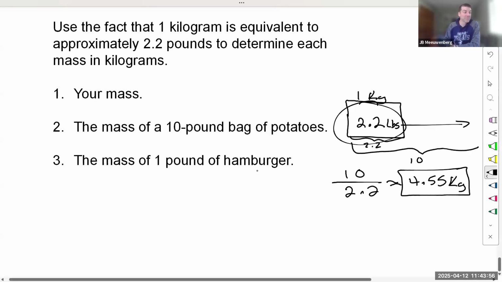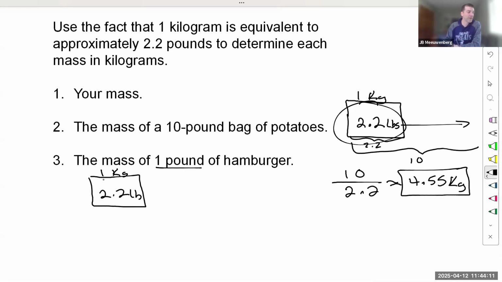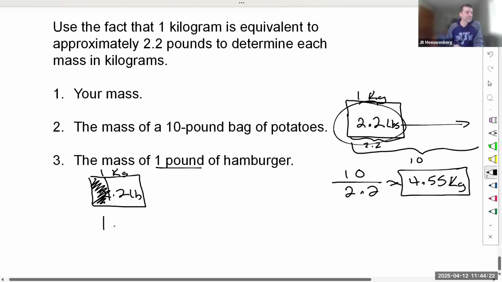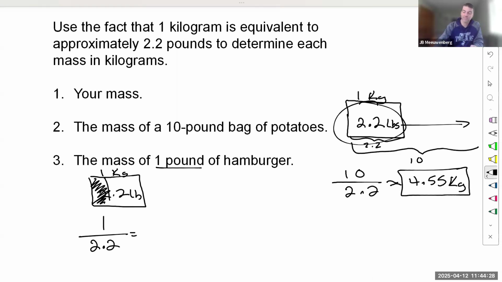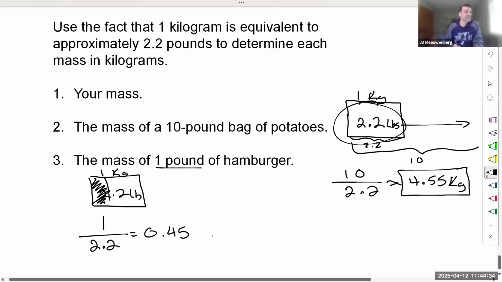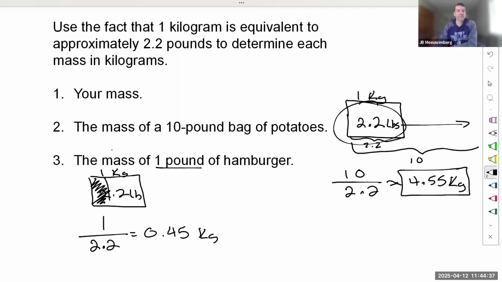The mass of 1 pound of hamburger, same thing. So if we just do a little sketch, the sketches help. This is 1 kilogram, which again is 2.2 pounds. And we want to know how many kilograms 1 pound is. Well, 1 pound is actually only a part of this, right? It's going to be only about that much of this section. So we're going to take our 1 pound and divide it by 2.2. And we will see that that is approximately 0.45 kilograms.